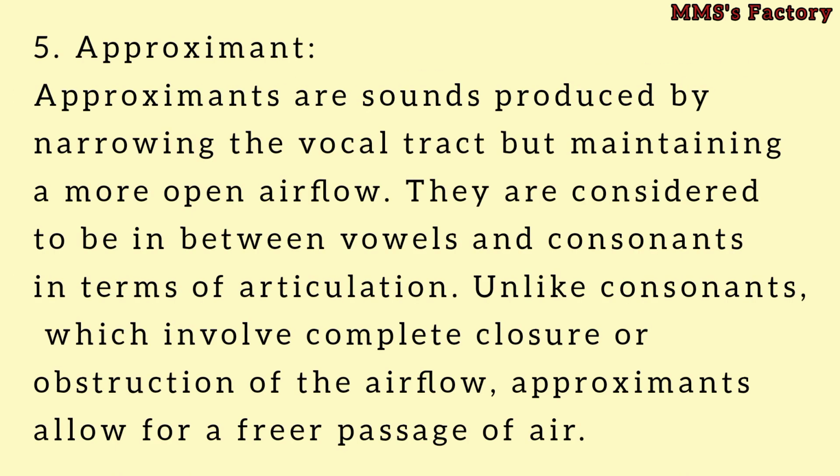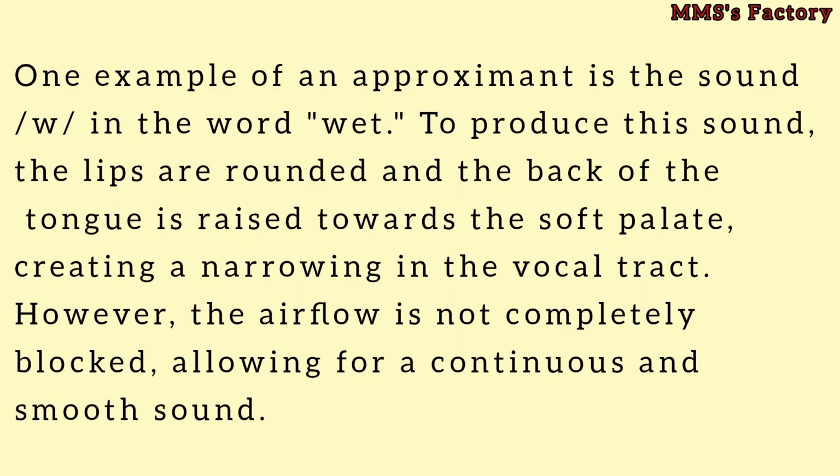5. Approximant. Approximants are sounds produced by narrowing the vocal tract but maintaining a more open airflow. They are considered to be in between vowels and consonants in terms of articulation. Unlike consonants, which involve complete closure or obstruction of the airflow, approximants allow for a freer passage of air. One example of an approximant is the sound W, in the word wet.